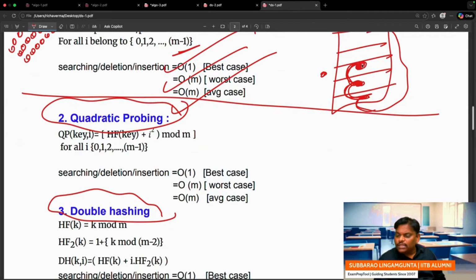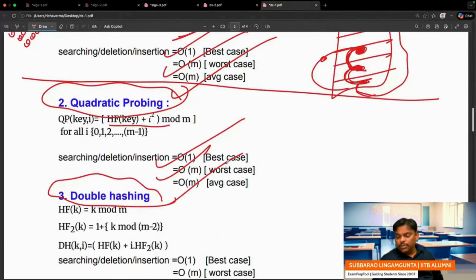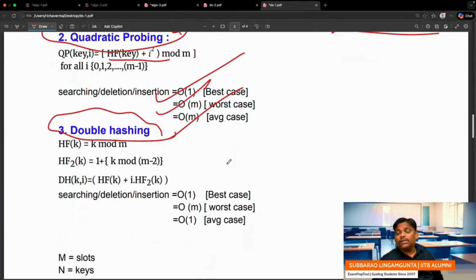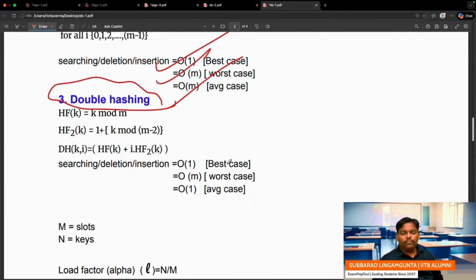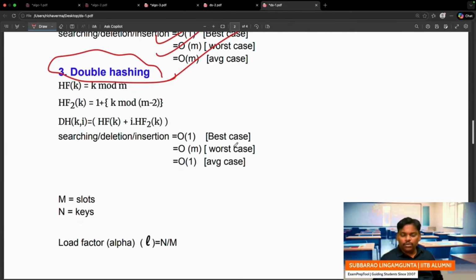Quadratic probing means the same story. When you get a collision here, instead of trying the next one, you apply a quadratic function: hash of key plus i square. Wherever it says, you jump there. Because of the jumping it is a little faster, but the remaining is all the same. So best case is 1, worst case and average case is m. It became a little faster because of jumping, but there is a side effect also: because of jumping, you may leave empty slots. Anyhow, that is the searching time, deletion time and insertion time.